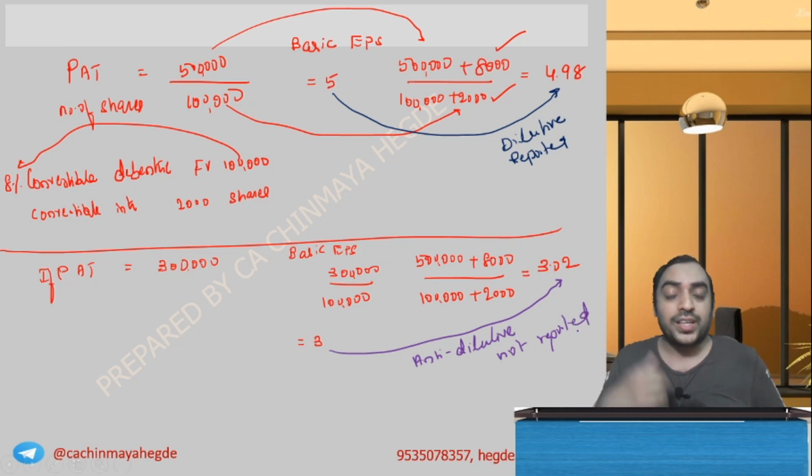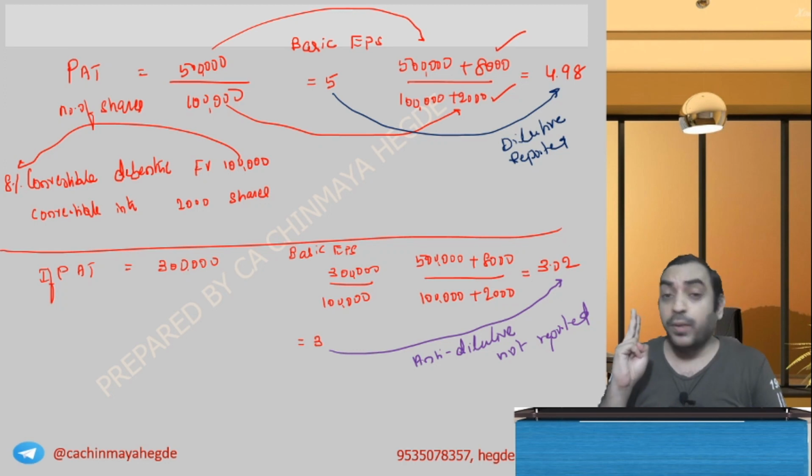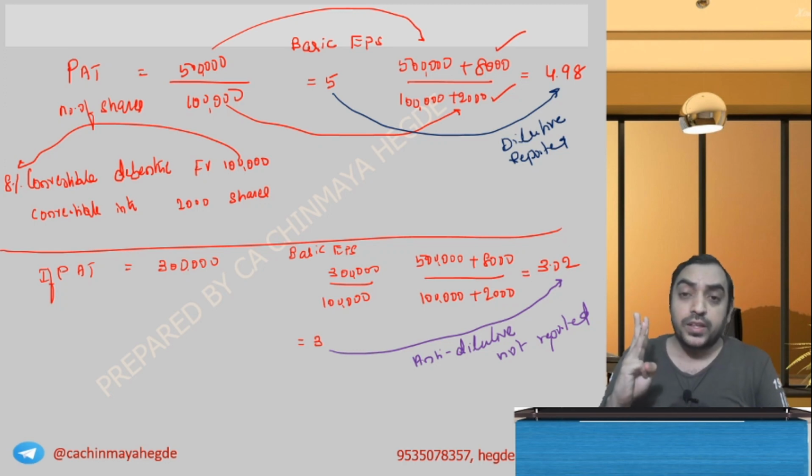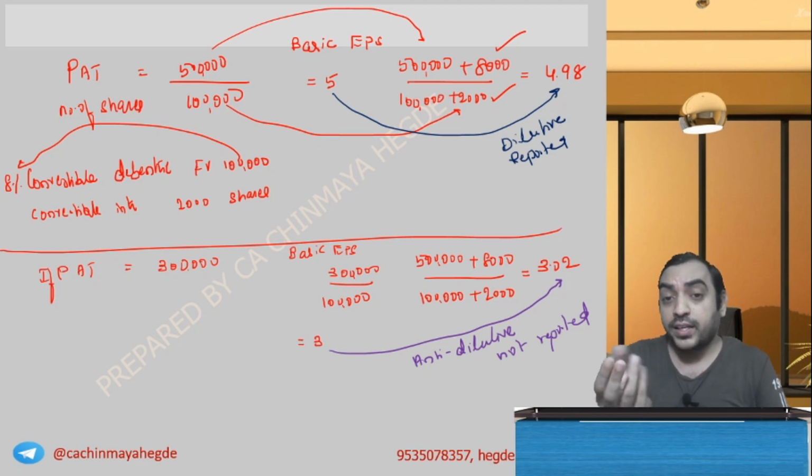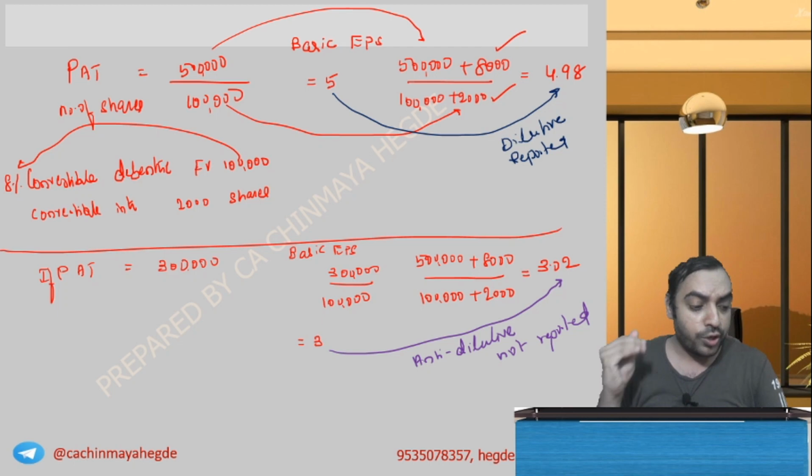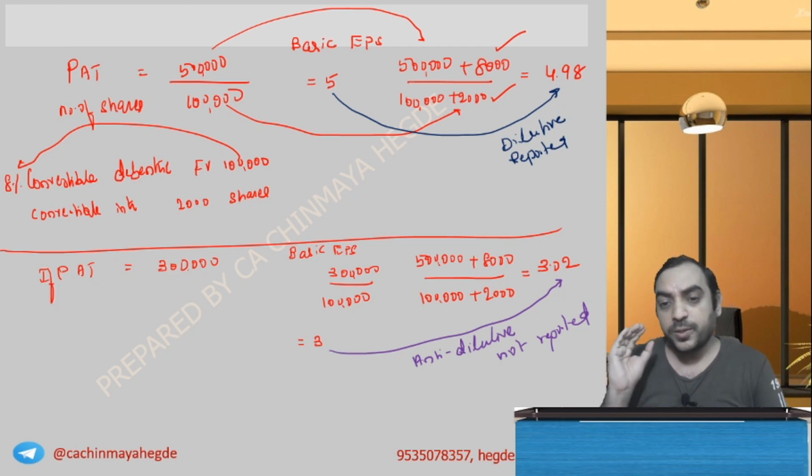So what are the things to be considered for diluted EPS? Potential shares. When is it reported? Only when the diluted EPS is below basic EPS. Then what are the things to be considered? Savings in interest, or it might be savings in preference share dividend, and after tax. So interest into 1 minus t should be added to the numerator, and the denominator should increase by the number of shares. Clear?